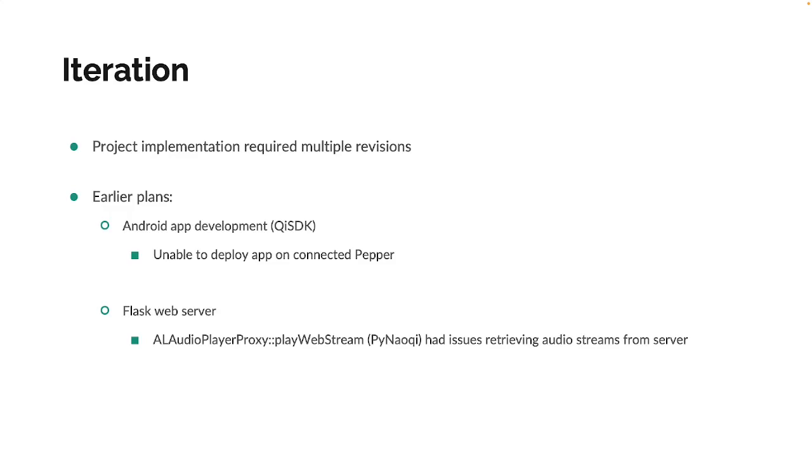While troubleshooting this issue, an audio file was transferred to Pepper using the Secure Copy utility to verify that the robot could play a local audio file using ALAudioPlayer. The test succeeded, and a realization occurred. SCP could be used in place of the Flask server to send and receive audio from Pepper. This idea led to the final successful implementation.